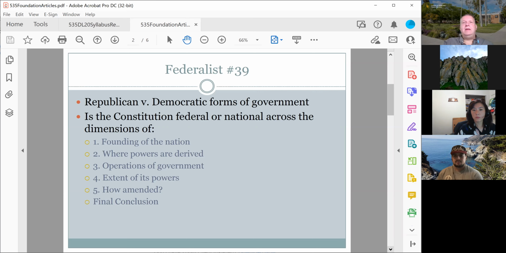So basically he's saying, you've seen this before, so don't be afraid of it. What I think is most compelling, and what we're going to really guide our discussion of number 39 tonight, will be his deconstruction of the Constitution in order to answer the question, is the Constitution national or is the Constitution federal?